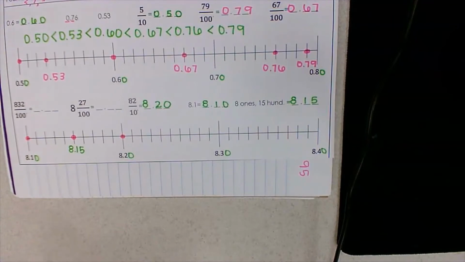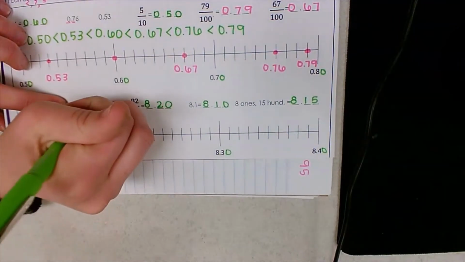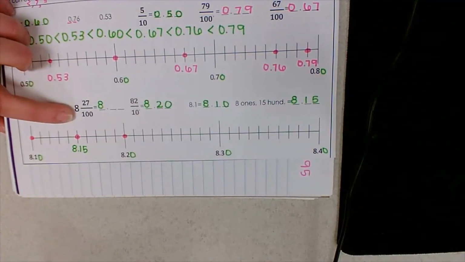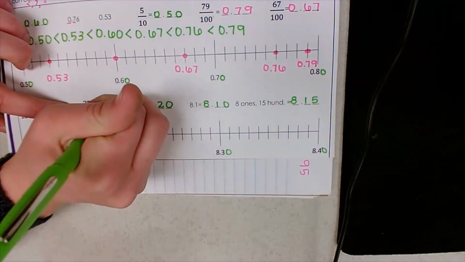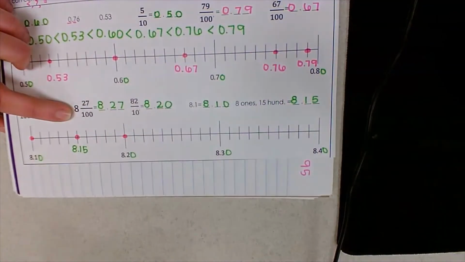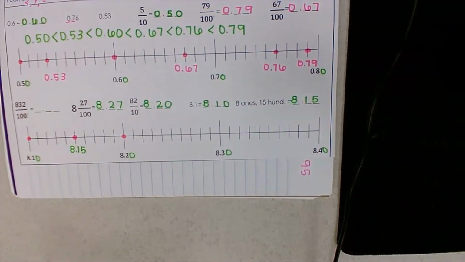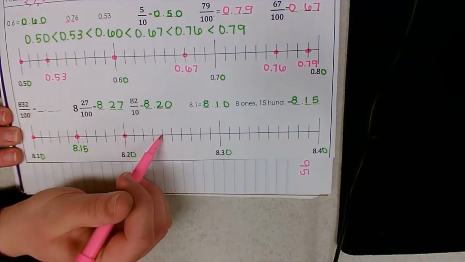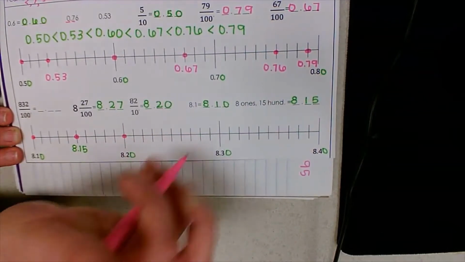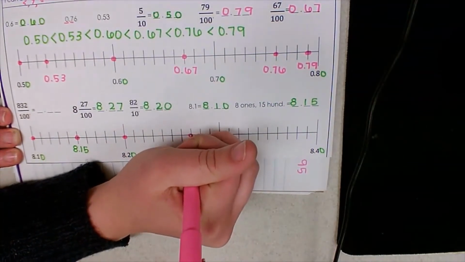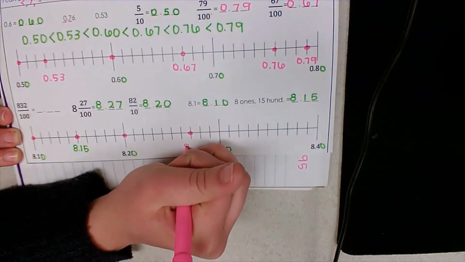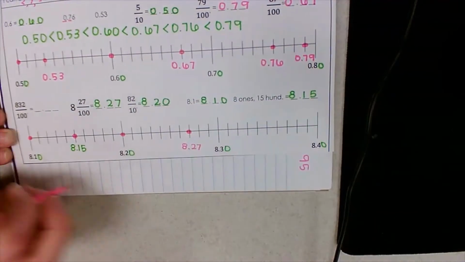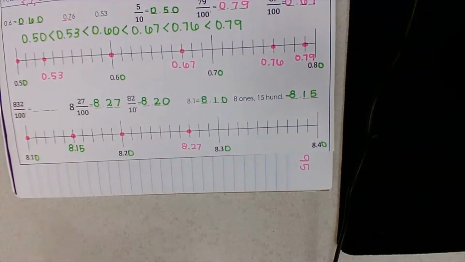All right, next I have 8 whole groups. And luckily for me, the fraction is already written as 27 hundredths. So now I'm going to place where I think 27 hundredths would go. 21, 22, 23, 24, 25, 26, 27. 8 whole groups and 27 hundredths.